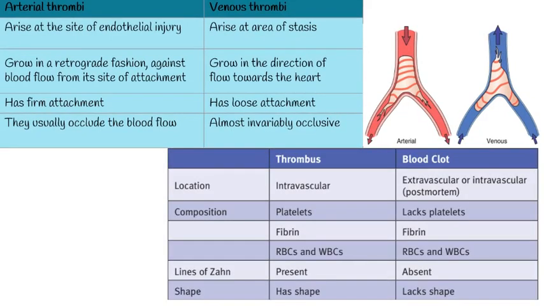When you see the comparison between the thrombus and blood clot, the thrombus is formed intravascularly, while the blood clot might be found in either intra or extravascular location. And thrombus is formed from platelet, fibrin, RBC and WBC, while the blood clot is only composed of fibrin, RBC, and WBC. And the lines of Zahn are present in the thrombus, but not in the blood clot. And thrombus has a defined shape, while the blood clot is shapeless.